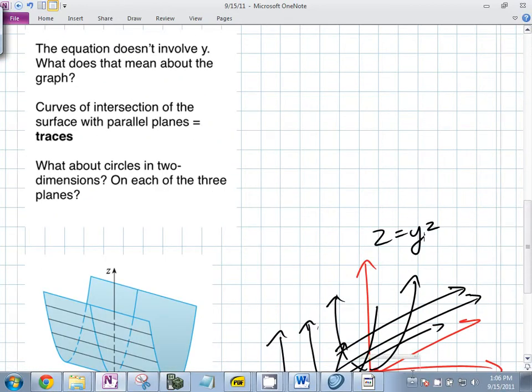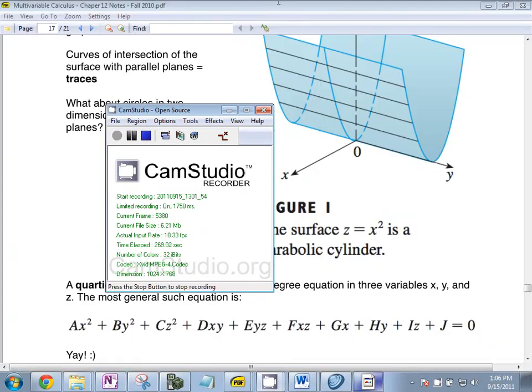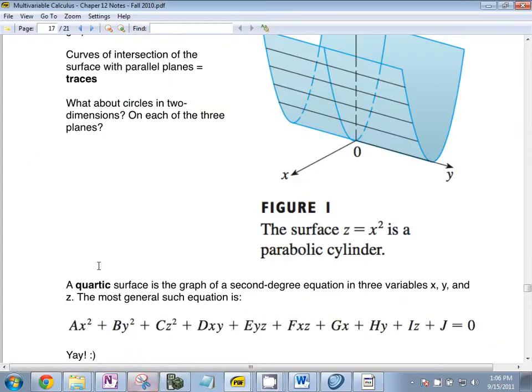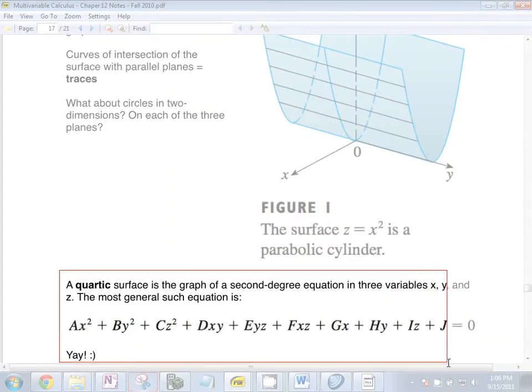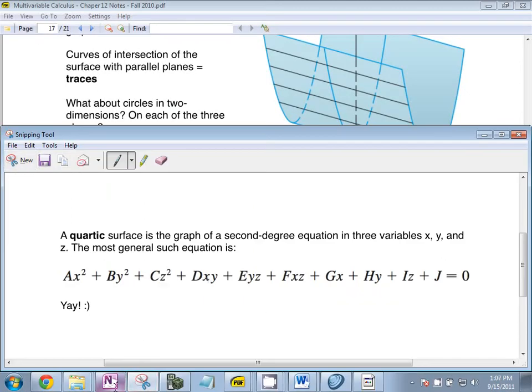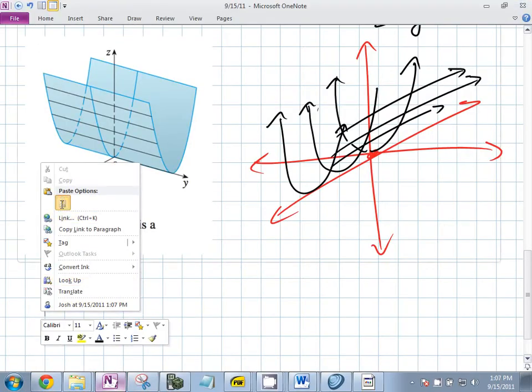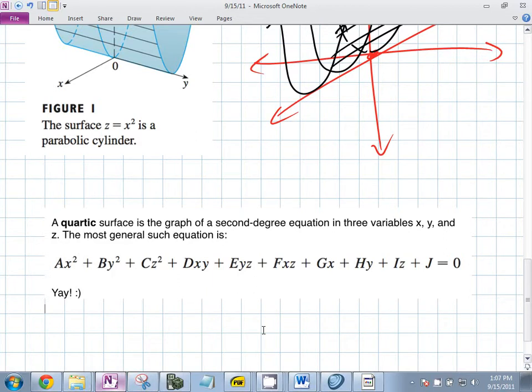I will give this to you as being also not cool, and you'll notice anything not cool is marked with yay. Isn't that a quadratic surface? It's a quartic. Isn't it quartic, 4? I want to check that. As far as I remember, it is quadratic.